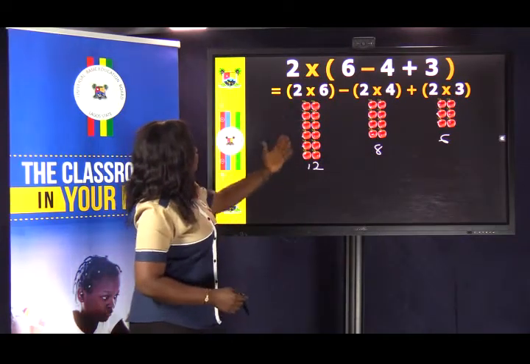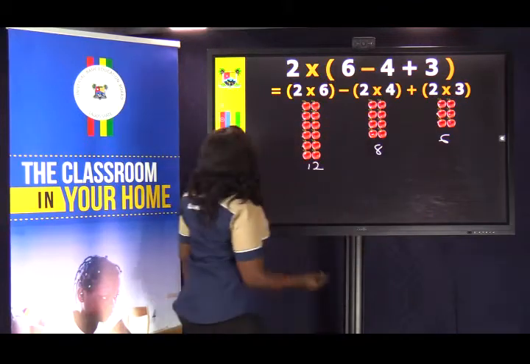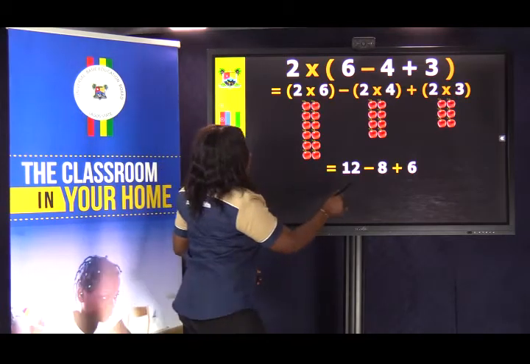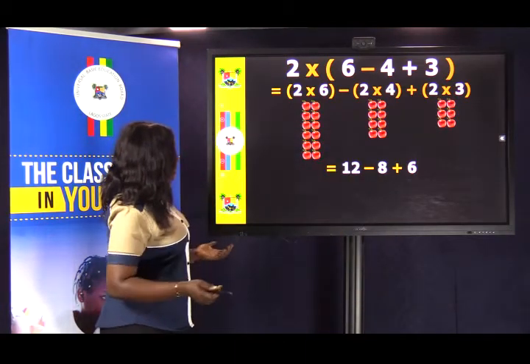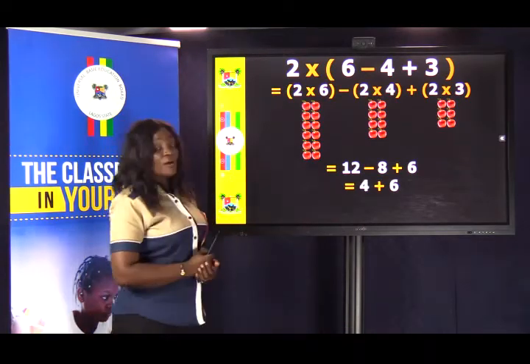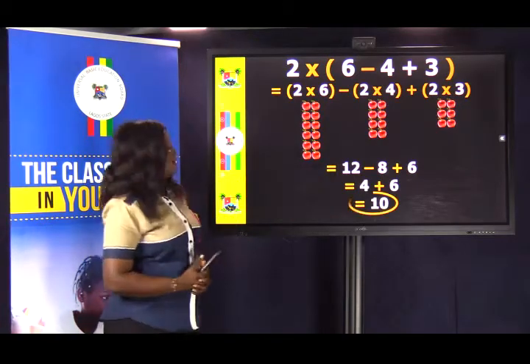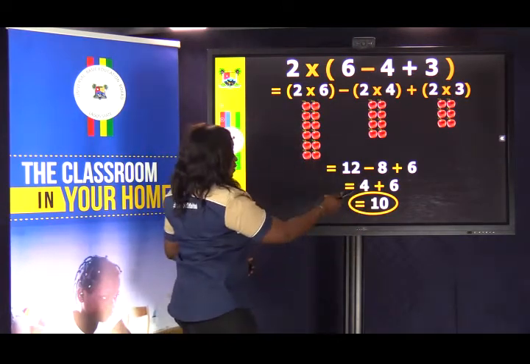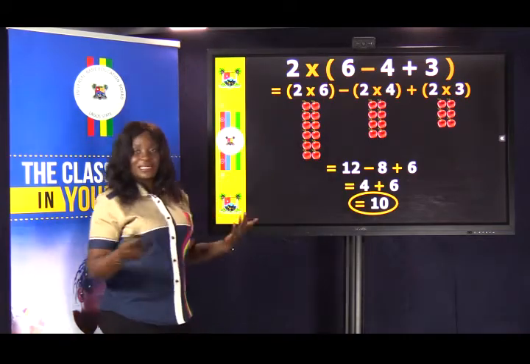So 2 times 6 is 12. 2 times 4 is 8. And 2 times 3 is 6. So we have 12 minus 8 plus 6. When you count 12 and take away 8, you are left with 4. And 4 plus 6 is equal to 10. When you add 4 and 6 together, you get 10.